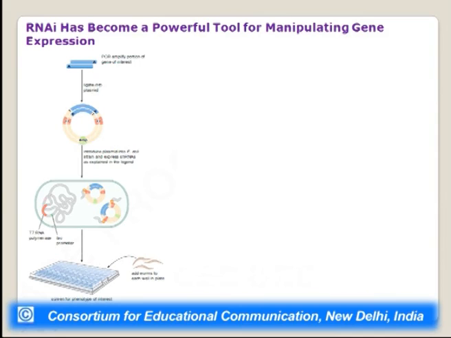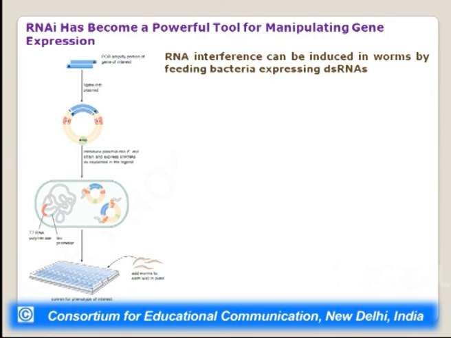Then RNAi has also become a powerful tool for manipulating gene expression. Since its discovery, it has been a very strong tool for manipulating the expression of different genes, and it can be used in this manner. It can be induced in worms by feeding them bacteria expressing double-stranded RNA molecules.